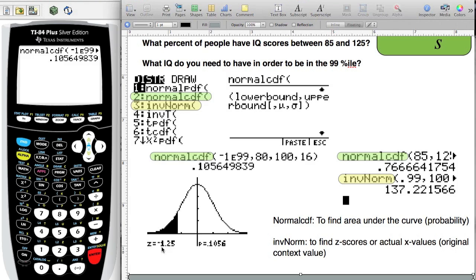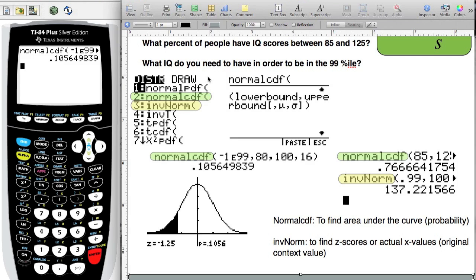The z-score would be negative 1.25. If I were to actually use the z-score formula, I would get the negative 1.25. But I wasn't really interested in the z-score. I wanted to know a percent, what percent of people. Find that probability and then convert it into a percentage.